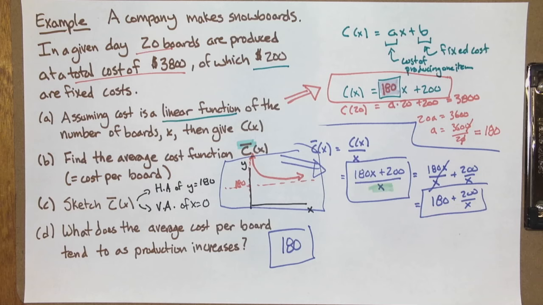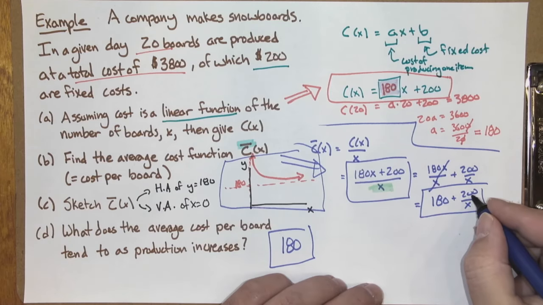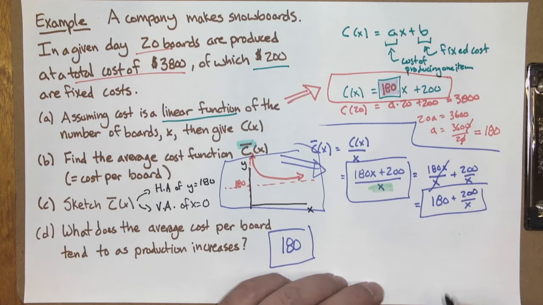But the fixed cost is now being spread more evenly. And so the more units you make, the fixed cost per unit is driving down. And so as production increases, this part here, this 200 over x, is going to go to a very small number. And so we're just going to head to 180. All right. Any questions on this one?